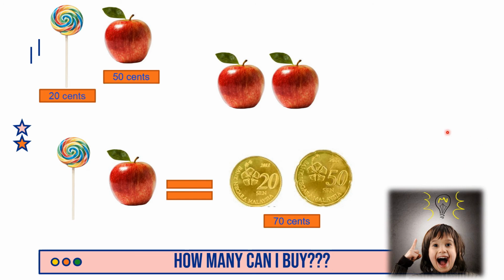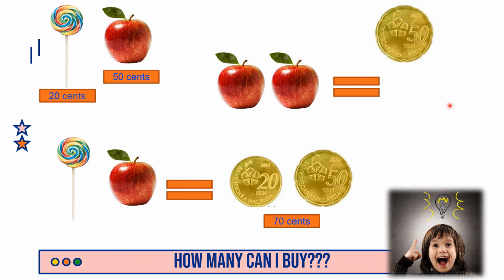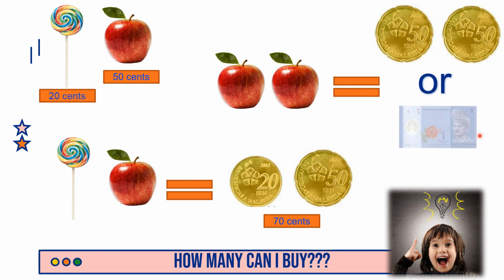What about if you want to buy two apples? Maksudnya kalau kita nak beli dua apple. So, for two apples, we need 50 cents and 50 cents. Now, these two, when we add, bila kita tambahkan dua ni, kita akan dapat 1 ringgit. Or we can use the banknote of 1 ringgit. Ataupun kita boleh gunakan wang kertas 1 ringgit.